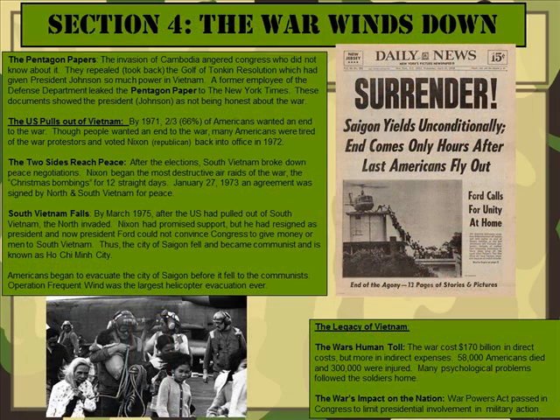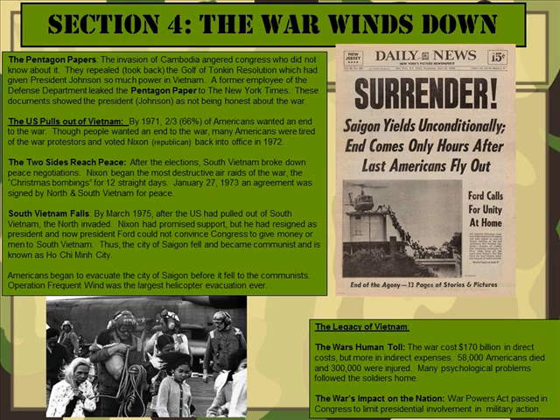The Pentagon Papers. The invasion of Cambodia angered Congress, who did not know about it. They repealed, which means to take back, that Gulf of Tonkin resolution, which gave Johnson so much power in Vietnam. A former employee of the Defense Department leaked the Pentagon Papers to the New York Times. These documents showed that President Johnson was not being honest about the war. I don't know that he cared as much because he was gone by then.